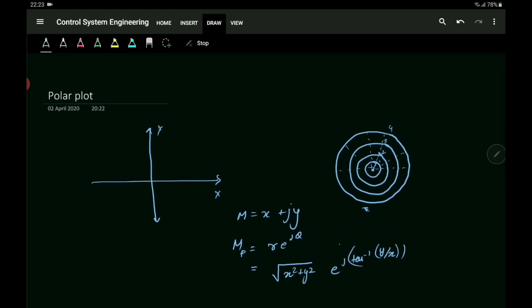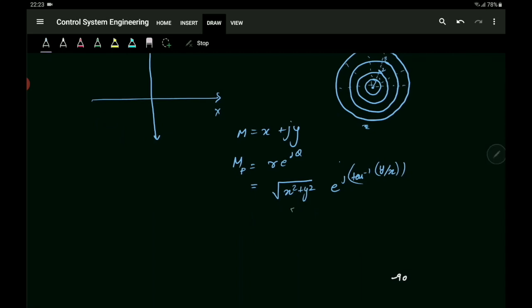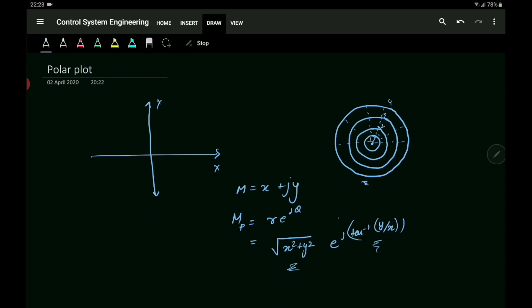So the polar plot actually shows the behavior between the magnitude and the phase of a system. You can draw a polar plot on a regular polar plot. However, we are going to use the real-imaginary axis plot in this case. But it is called the polar plot because it plots the magnitude and the phase with the change in the frequency omega from 0 to infinity. So let's start with the polar plot.